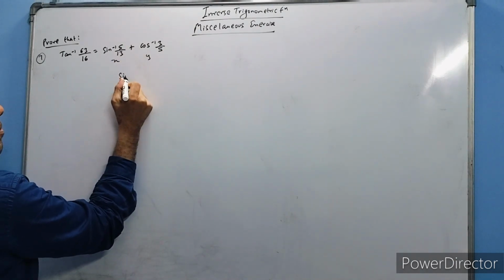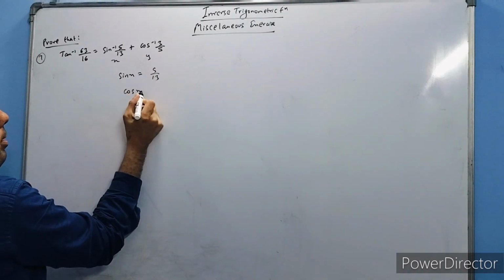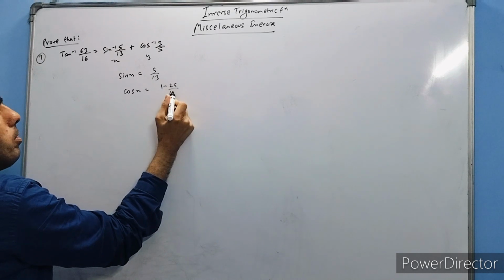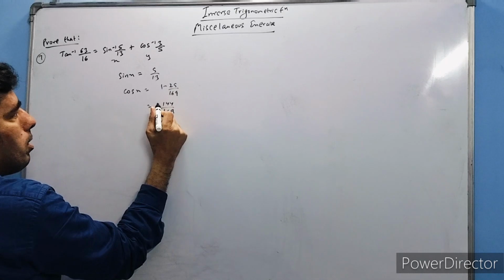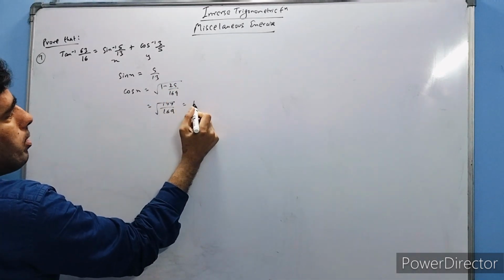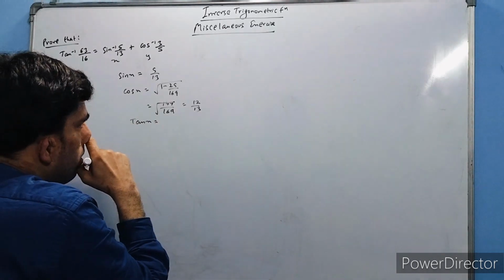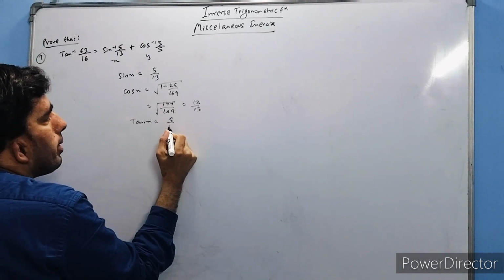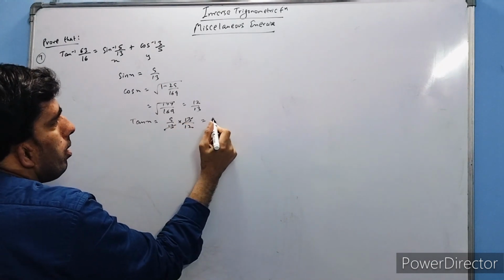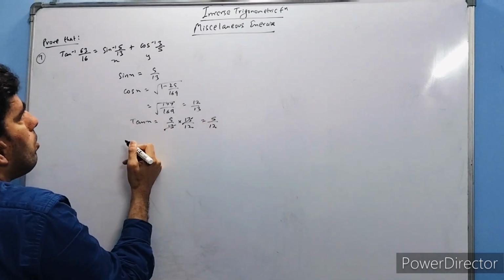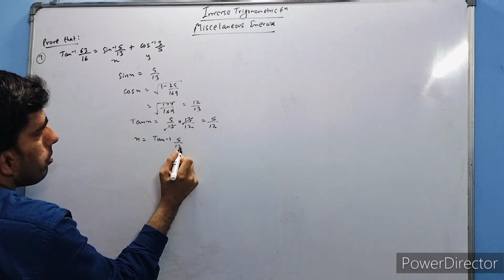So now we have sin x is equal to 5 upon 13. So cos x will be root of 1 minus 25 upon 169. So it will be 144 upon 169. So it will be 12 upon 13. Okay, so we have tan x is equal to sin x upon cos x. So 5 upon 13 into 13 upon 12, 5 upon 12. Now, so x will be tan inverse 5 upon 12.